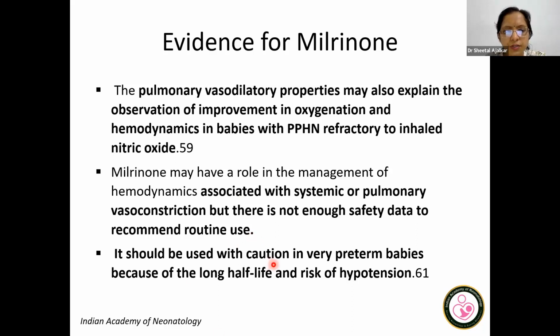It should be used with caution in very preterm babies, because it has a very long half life and there is a risk of hypotension. We do clinically see in the NICU, whenever there is myocardial dysfunction, especially in babies with severe PPHN on iNO, that we want to start milrinone. The baby immediately goes into hypotension, and we need to stop milrinone and come back to dobutamine. In all those cases, especially meconium aspiration and birth asphyxia cases where there is myocardial dysfunction, milrinone does definitely cause hypotension because of the peripheral vasodilatory properties.